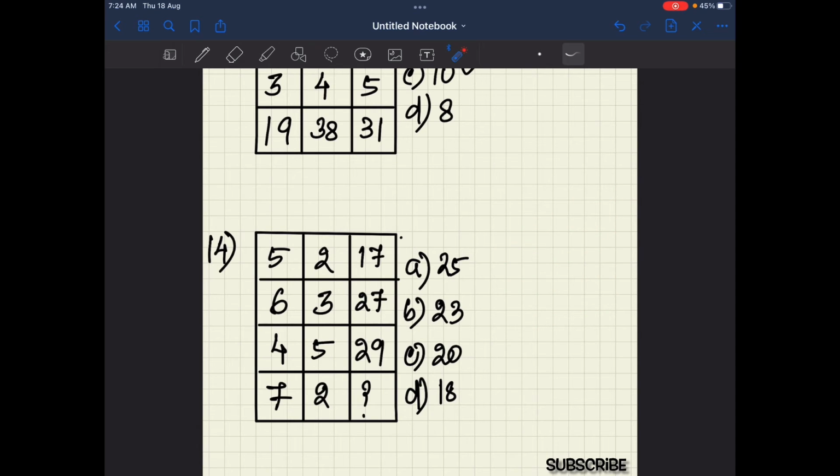We have to check it with this term also. That is 4 into 5 plus 4 plus 5. It is 20 plus 9, which equals 29.